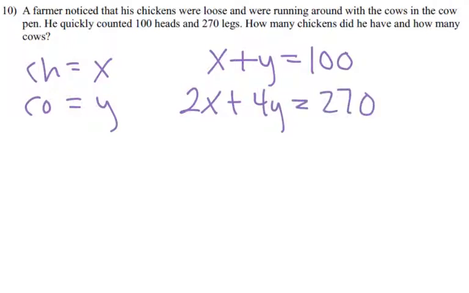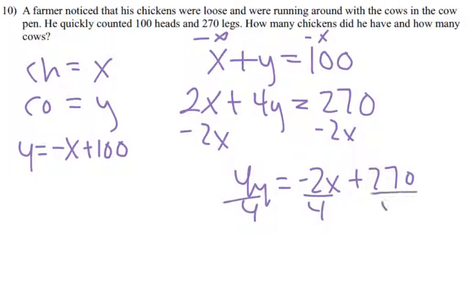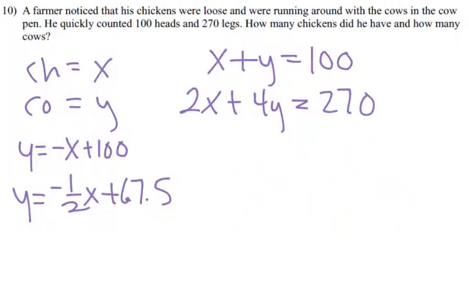Now, you may want to graph these. If you graph these, you would solve for y, right? You'd end up subtracting x here. You'd get y equals negative x plus 100. And you'd subtract 2x here. You get 4y equals negative 2x plus 270, divided by 4. Negative 2 over 4 is negative 1/2. 270 divided by 4 is 67.5. Okay, not the easiest things. And I wouldn't recommend graphing these ones, because I think once you have it in standard form, there's easier ways than graphing, especially with these large numbers.